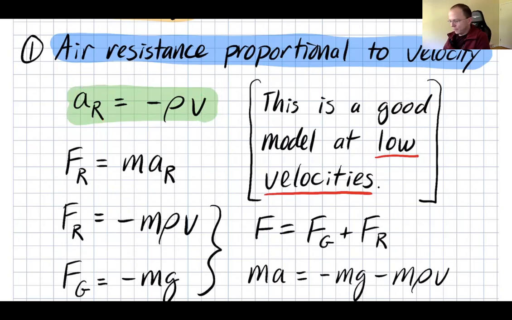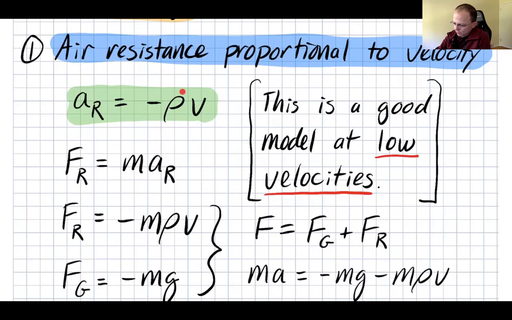And if we're going the other direction, if we're going up, our velocity is positive, but we're getting a deceleration due to air resistance. That means the air resistance should be negative in that case. Okay, so that's why we have a negative sign there.